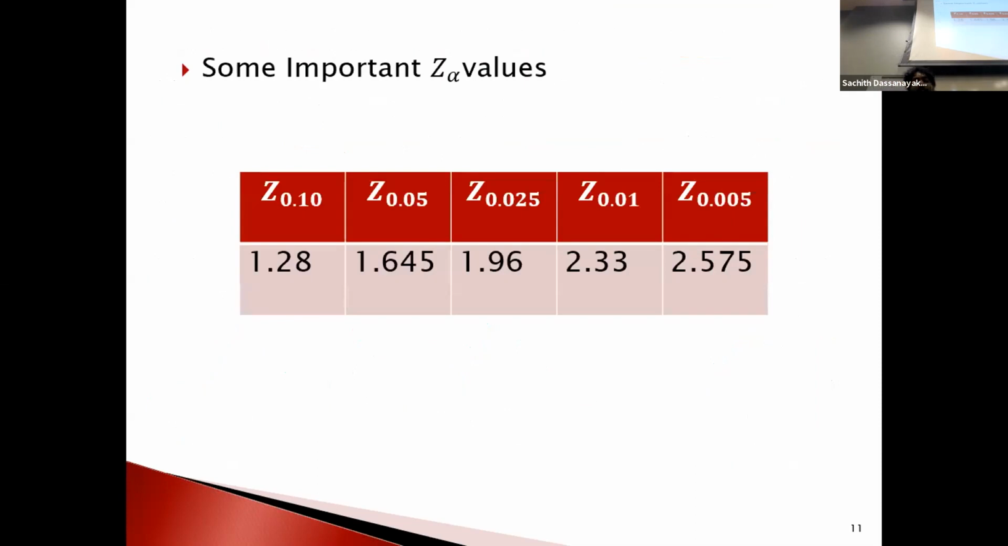So these are some very common alpha values. If your alpha is 0.1, your C alpha is this one. These are your alpha values. See this one, C Z 0.05, the value is this one. You can find this value in the table, but if you remember this one, totally fine. Okay.